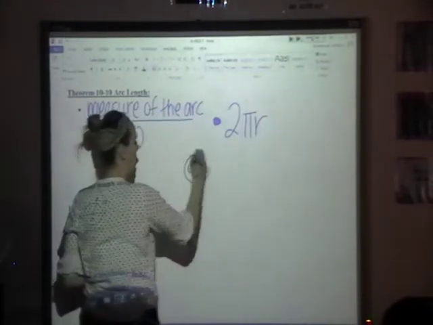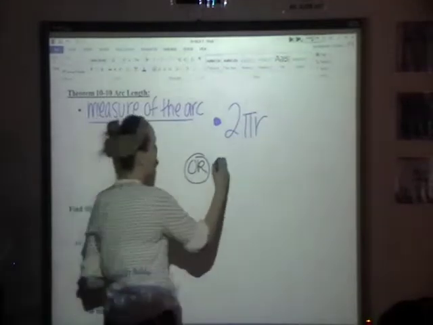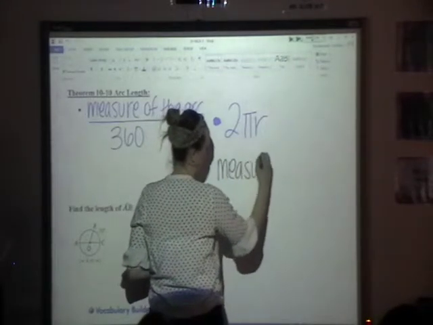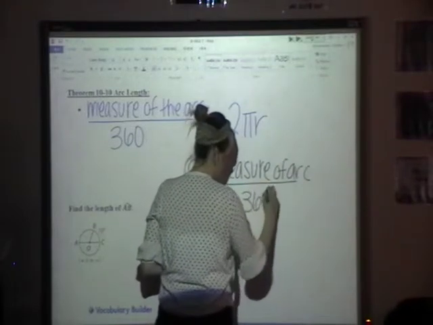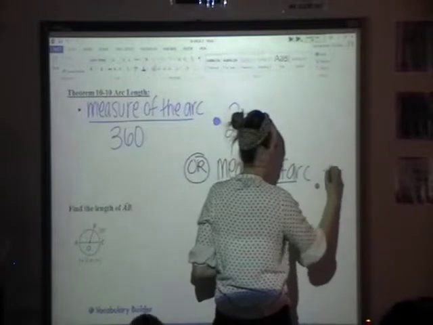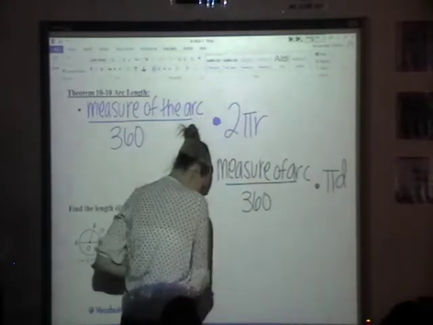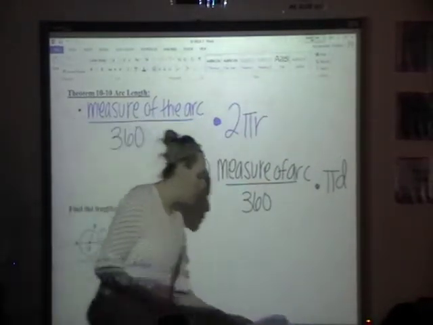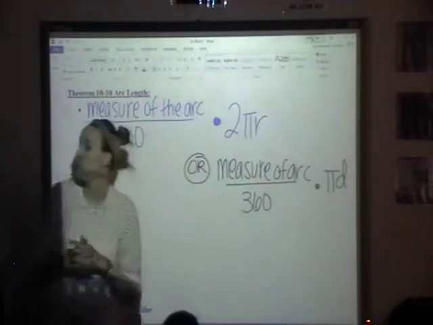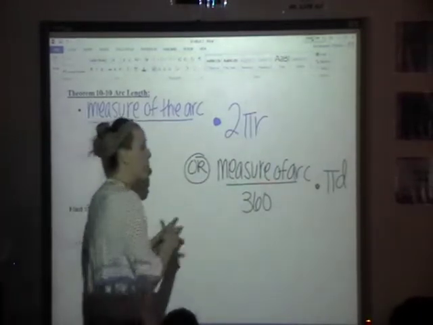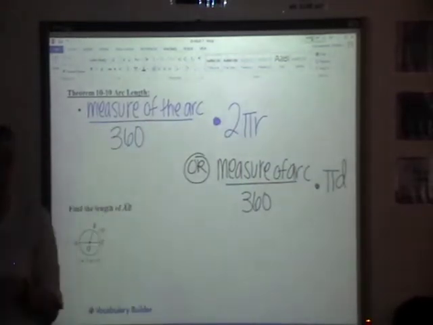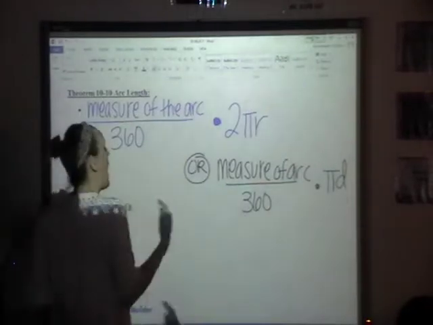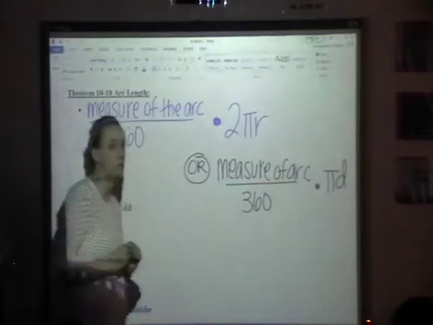or you will have to take your measure of the arc over 360 and multiply it by pi d. So it depends upon what you have. If you have your radius, you're going to plug into 2 pi r. If you have the diameter, you're going to plug into pi d. The measure of the arc over 360 is going to give you a decimal, which helps you relate how much you actually truly went, how much rotation of the circle you did go.